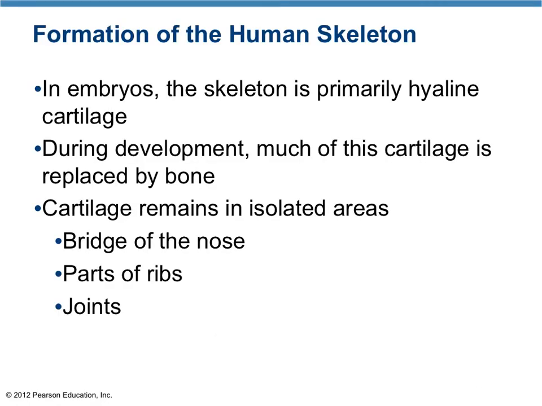When a human skeleton forms, it starts out as hyaline cartilage. And so then during development, much of the cartilage is replaced by bone. Cartilage does remain for your lifetime in isolated areas. So the bridge of your nose is going to be cartilage for your whole life. The parts of your ribs, specifically where your ribs articulate with your sternum, generally stay cartilaginous for your lifetime. And then your joints also will have cartilage for your whole lifetime.